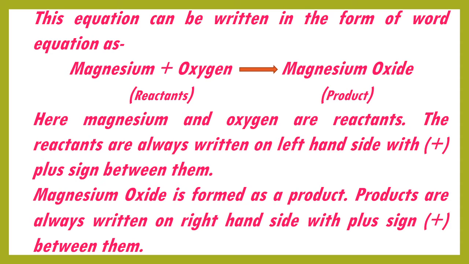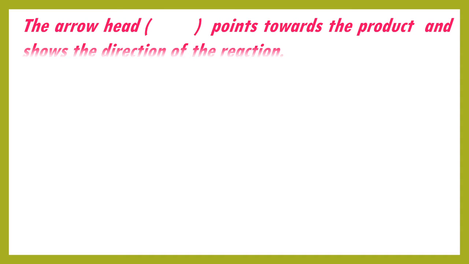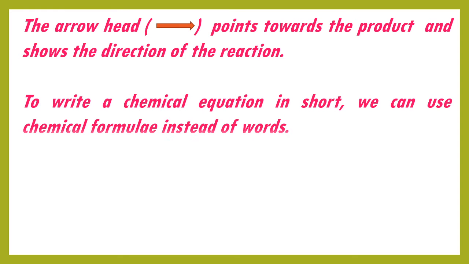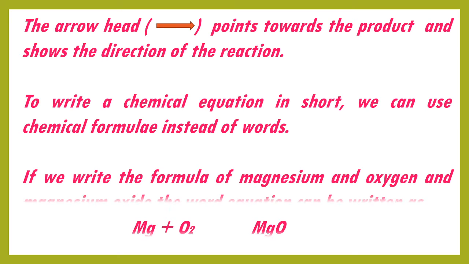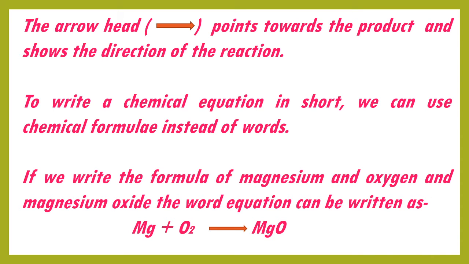Products are written on the right hand side with a plus sign between them. The arrowhead points towards the product and shows the direction of reaction. To write a chemical equation in short, we can use chemical formulas instead of words. If we write the formulas of magnesium, oxygen and magnesium oxide, the word equation can be written as Mg plus O2 gives MgO.